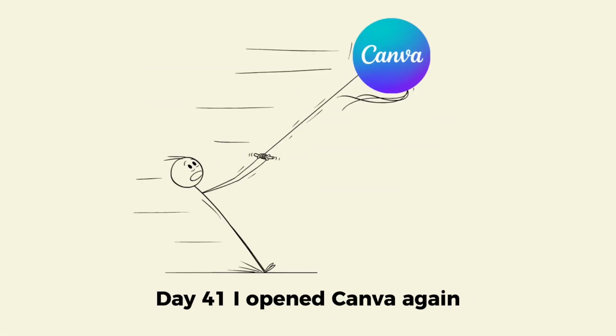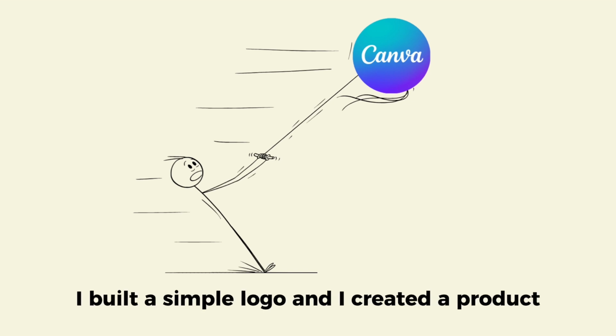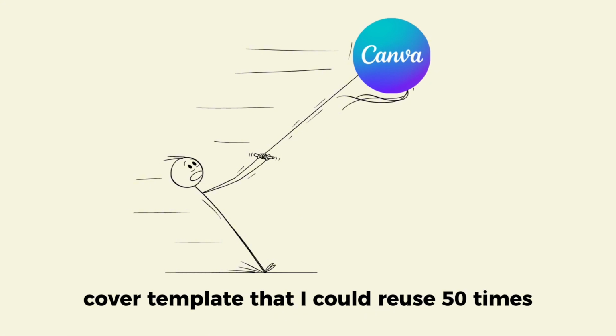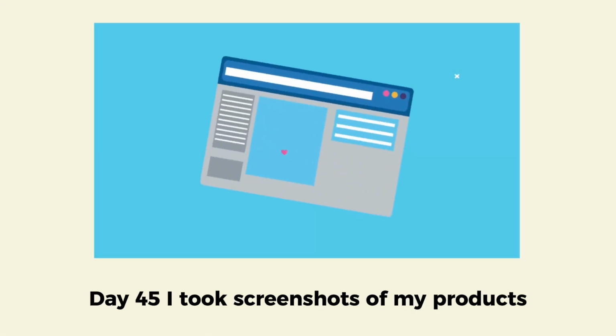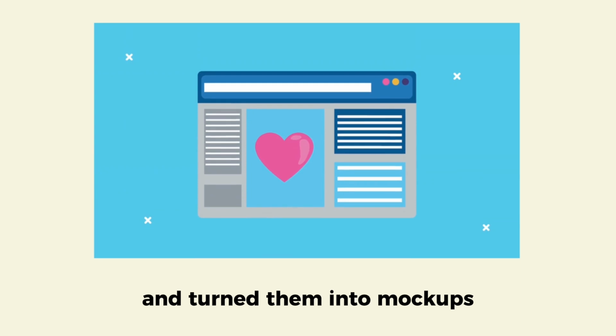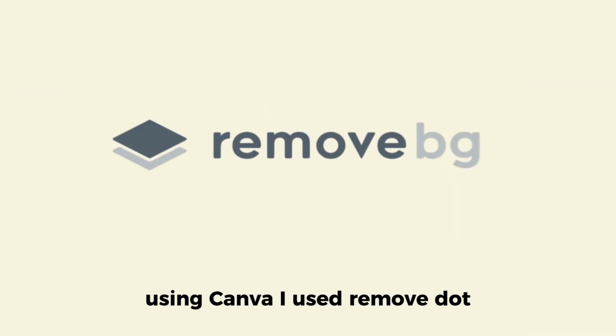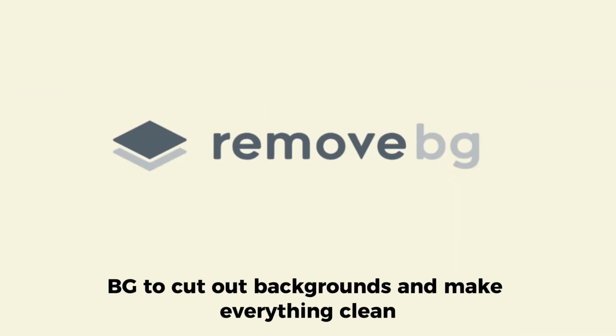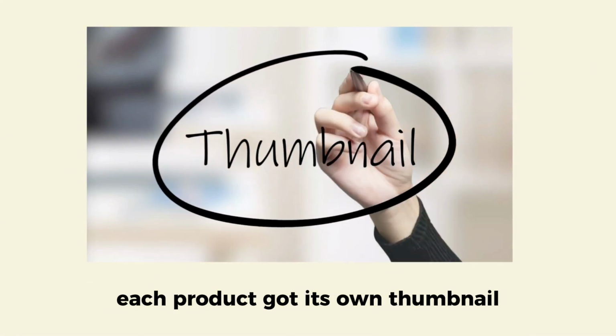Day 41. I opened Canva again, but this time for branding. I built a simple logo, and I created a product cover template that I could reuse 50 times. Day 45. I took screenshots of my products and turned them into mock-ups using Canva. I used remove.bg to cut out backgrounds and make everything clean. Each product got its own thumbnail.